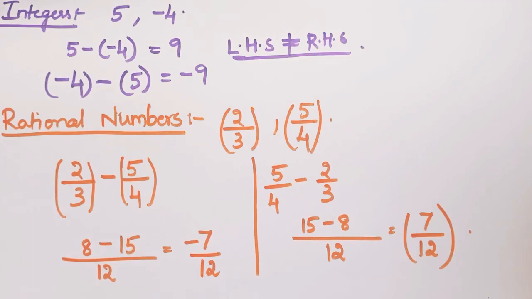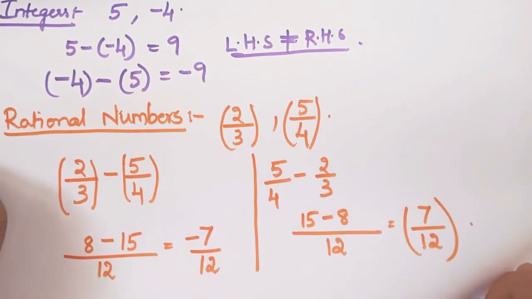Only addition is commutative for whole numbers, integers and rational numbers also, whereas subtraction is not commutative for whole numbers, integers and rational numbers also. Good. Now let us check the same commutative property with the operator multiplication. Will it hold good for multiplication? Let us just check it.